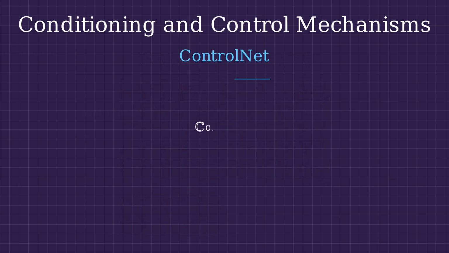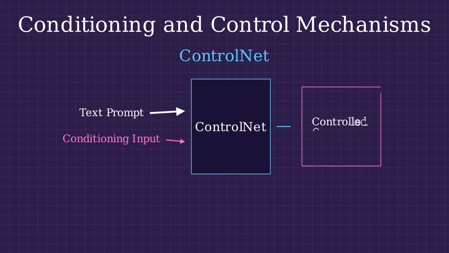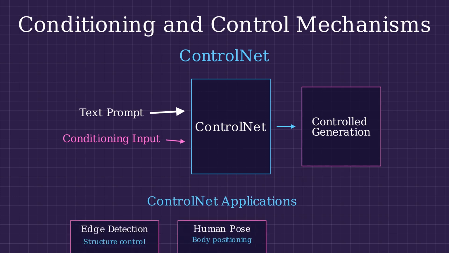ControlNet is one such mechanism that allows for precise control over the generation process. It takes both a text prompt and a conditioning input like a sketch or edge map. ControlNet enables applications like edge-guided generation, human pose control, and depth-aware image creation. These mechanisms ensure the output follows specific structural guidelines.